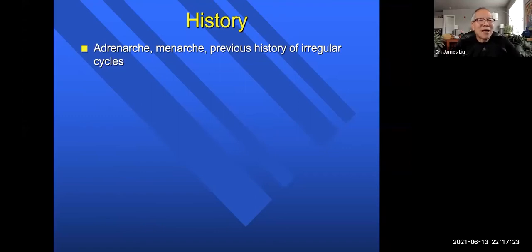So by history, we focus on adrenarche age, menarche age, and previous history of regular or irregular cycles. These are important milestones that you may want to explore, although in most women that have regular cycles, it probably isn't as important. If they've had any pregnancies and what kind of contraception they may be using.